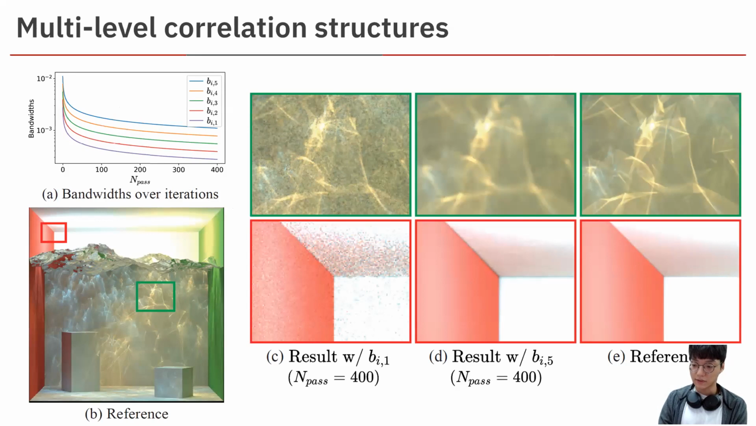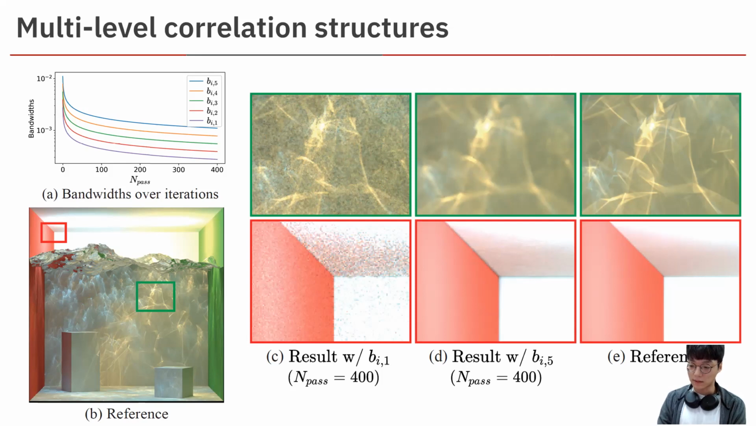In figure C, the result is noisy, which means high variance, because it has a small initial bandwidth. But it is less blurry, which means low bias, especially in the details like caustics. In figure D, however, the result is less noisy due to the large initial bandwidth, but it is blurrier than the previous one.